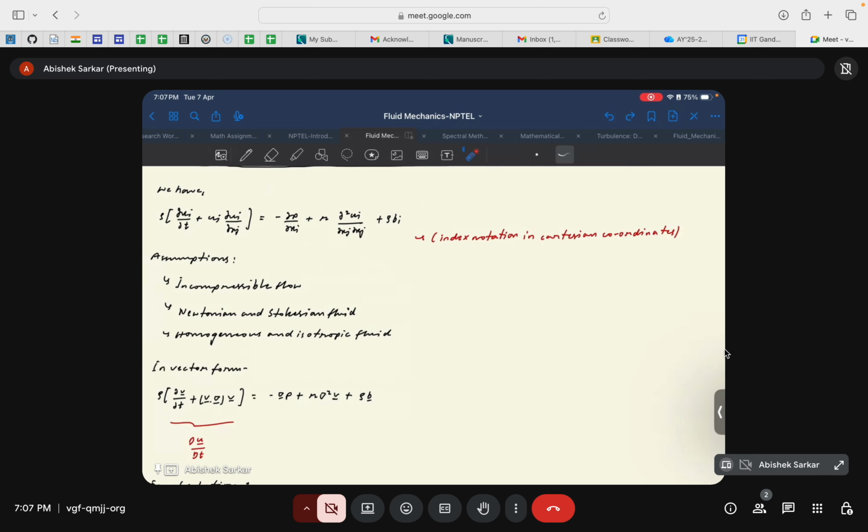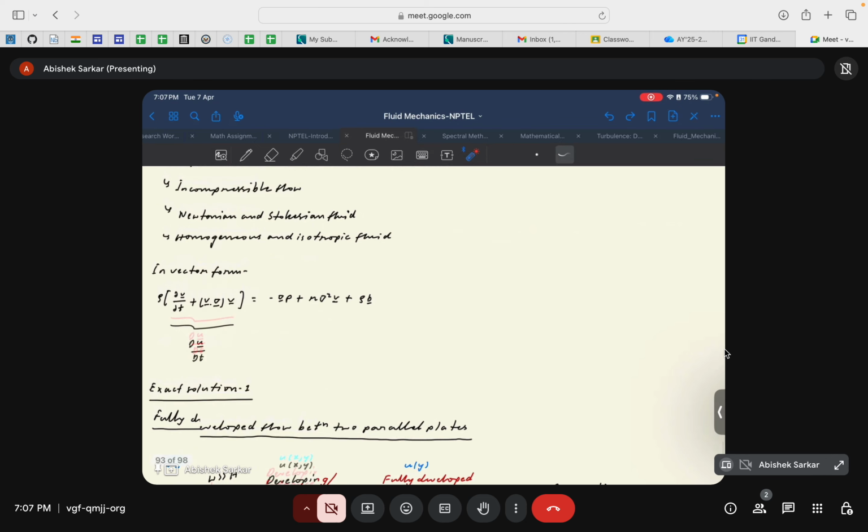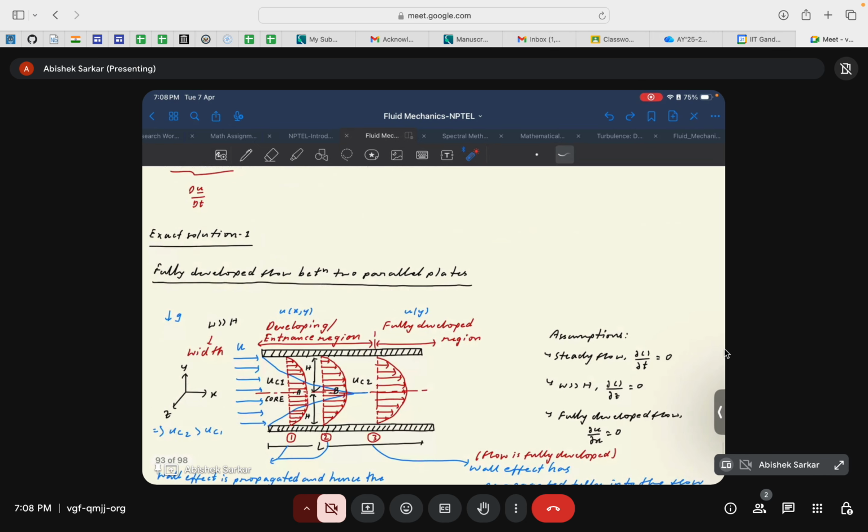Okay, so I think now we can resume our discussion. So let us consider the first exact solution. The first exact solution that we consider is the flow between two parallel plates, or more specifically, two infinitely large parallel plates.